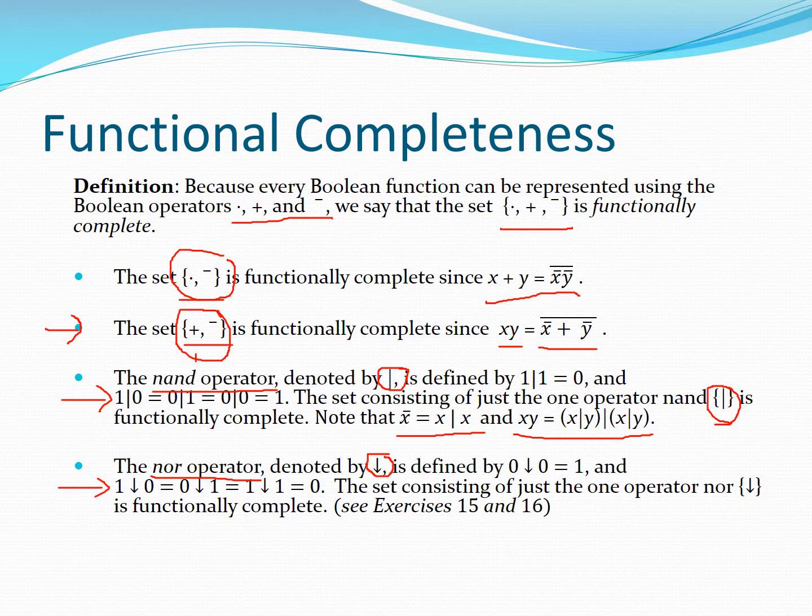So the set of just one operator containing the NOR is said to be functionally complete. Very similar to the previous case, you can show that the complement of a variable can be represented just using the NOR operator, and similarly the product of two variables and the sum of two variables can also be represented just using NOR operators. And therefore the set containing only the NOR operator is said to be functionally complete.